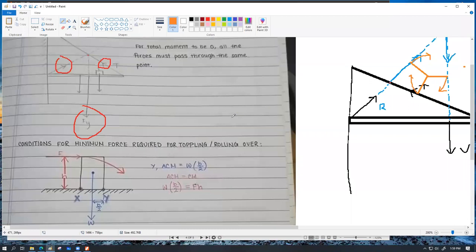The next part that we need to see, what are the conditions for this, is actually a mathematical endeavor, but it's actually a pretty good conceptual challenge. So I'm going to talk about this thing pretty well. I'm going to redraw the whole figure because this will help me to go through the process a bit more easily. Try to understand conditions for minimum force required for toppling or rolling over.